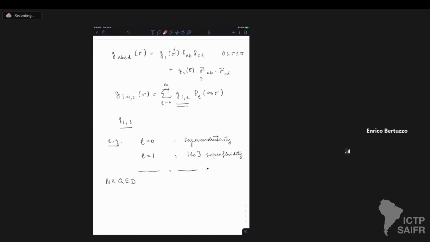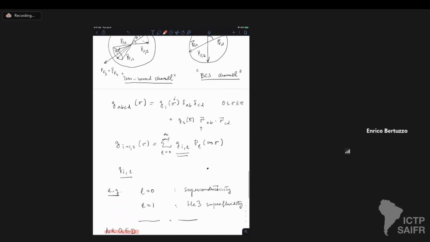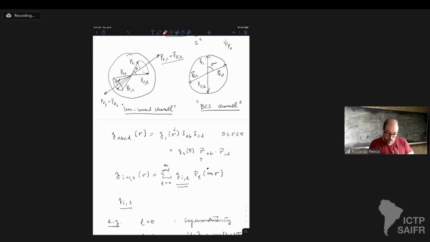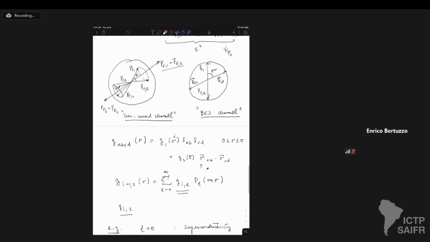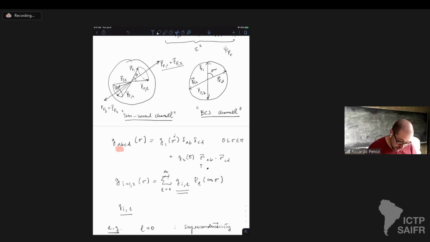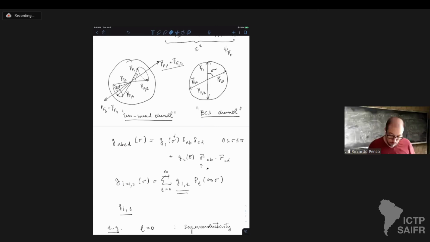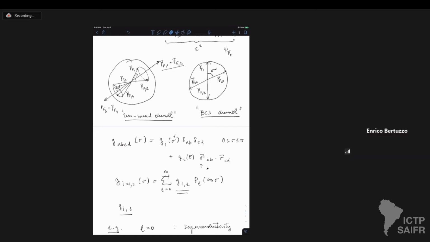She's asking, it looks to me like for the G_ABCD coupling, you decompose an SO(4) matrix in SU(2) cross SU(2). Am I wrong? Let me make sure I understand, because these indices A, B, C, D are two spinor indices, right? So maybe I'm not sure I understand your question, Francesca, do you want to elaborate?